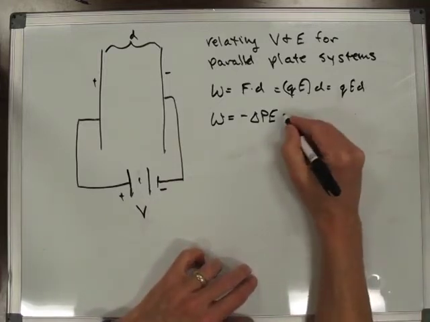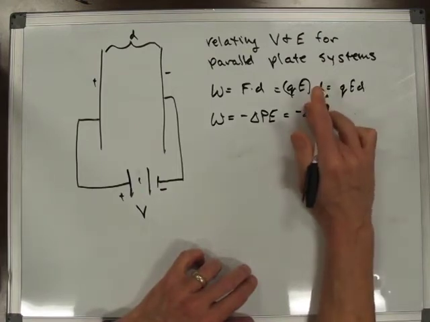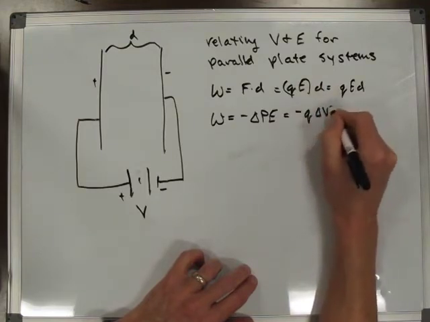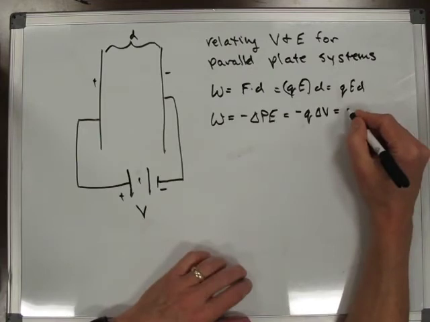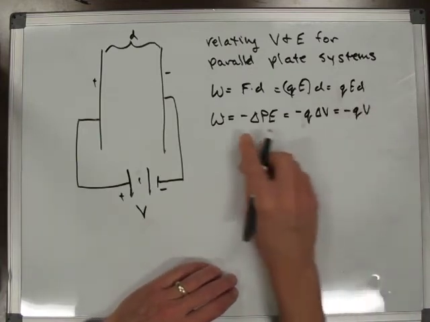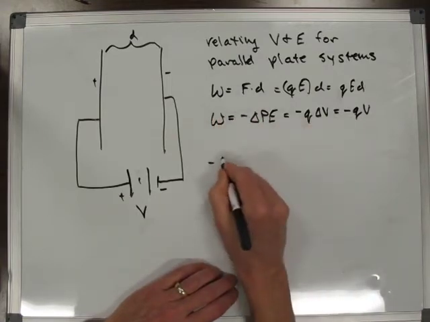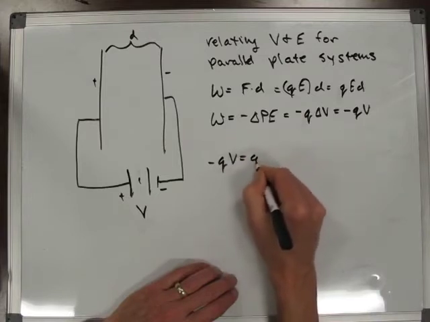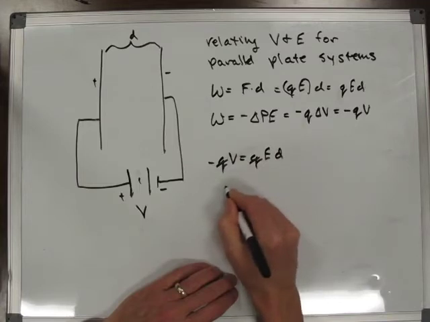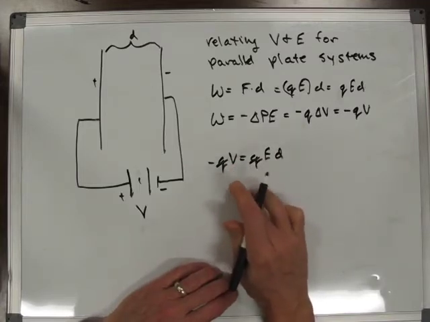If you remember, this is minus the change in the potential energy, minus Q times the change in voltage, or we'll just say that the final voltage is 0, so we'll say this is minus Q times V. And so if I relate these two, if I say, look, minus QV is equal to Q times the electric field times the distance, I can cancel the Q's, and let me just solve this way.